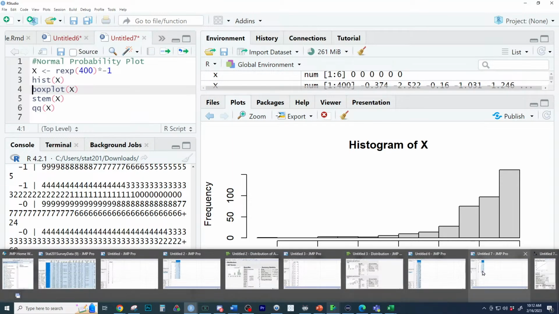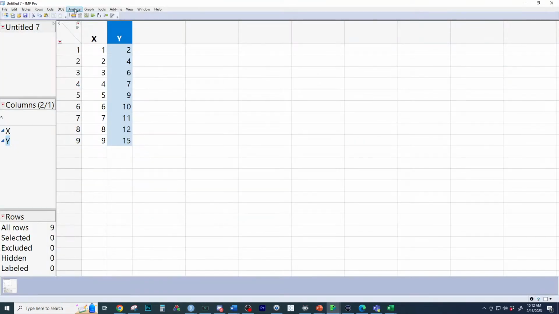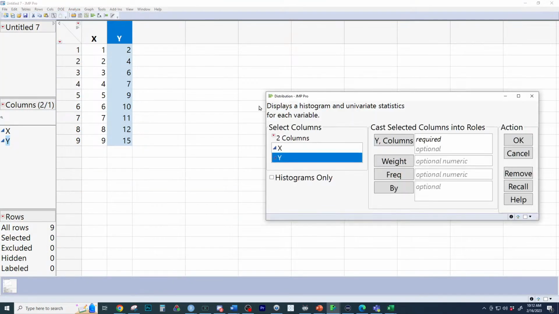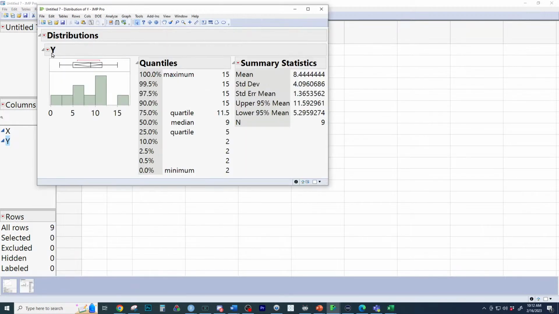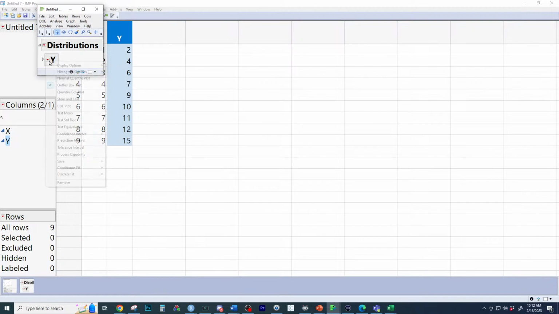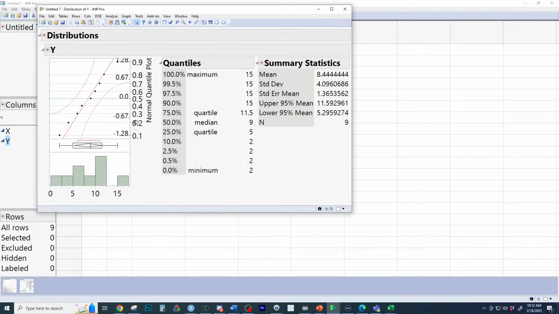We can also do this in JMP. So if we have data right here, we could do Analyze, Distribution, and get the distribution of Y, and do the normal probability plot here with a normal quantile plot. And that will give us, oh, and look, that looks very normal because it follows the red line. So the more normal it is, the more it follows the red line right there. So this data right here, although the histogram makes it look a little weird, is following the normal pretty well.